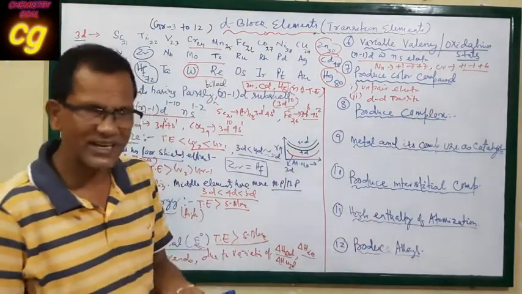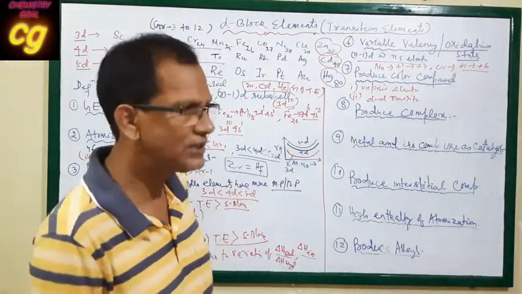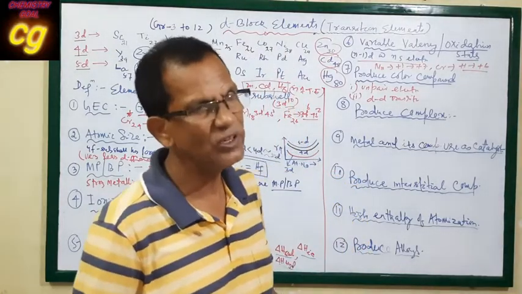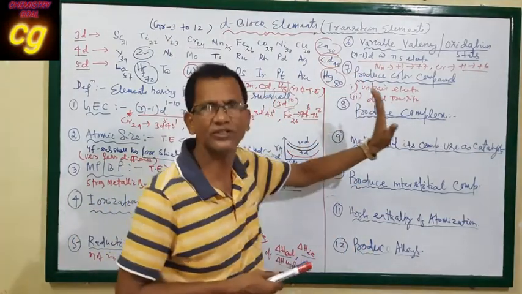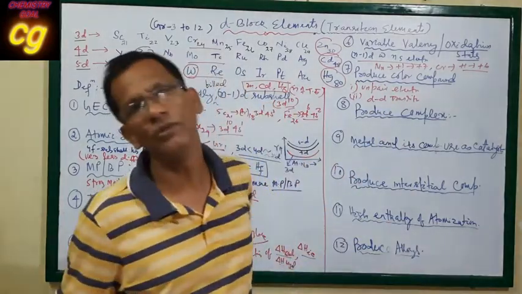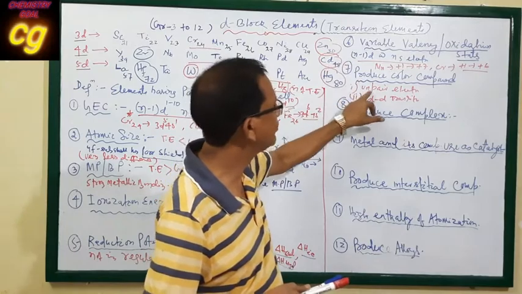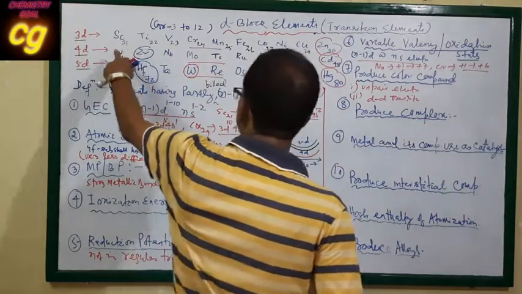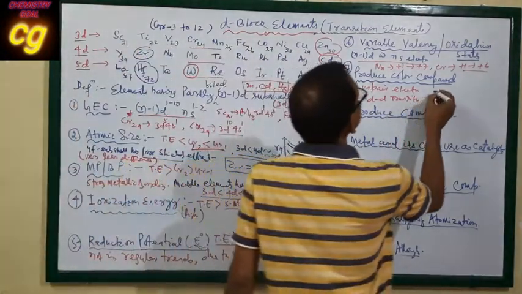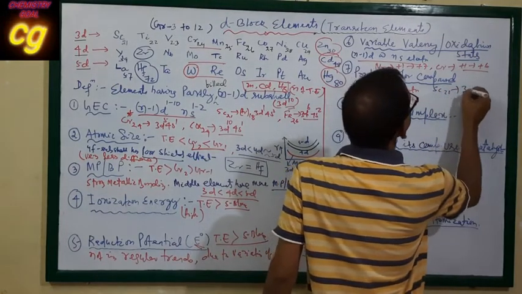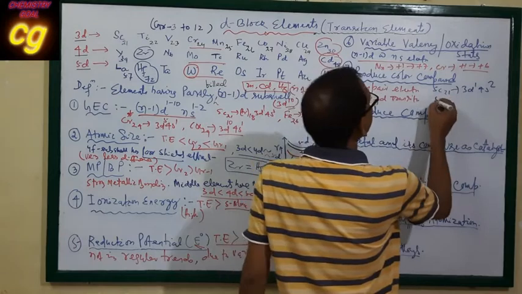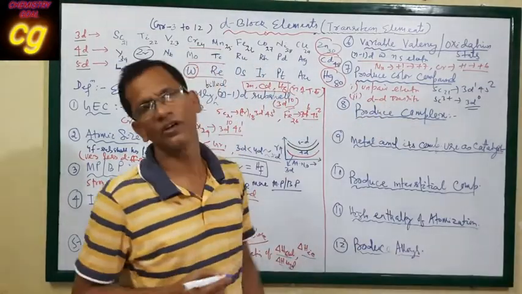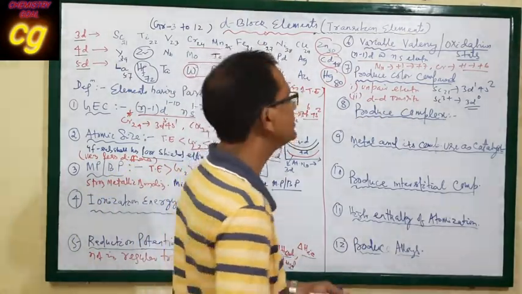That means an electron gets excited to the next d subshell. When the electron is excited during this d-d transition, the excitation comes in the visible region, so mainly they have unpaired electrons, that's why they are colored. For example, scandium 21 is 3d1 4s2. Scandium 3+ means 3d0, so it is colorless. Scandium 3+ is colorless.